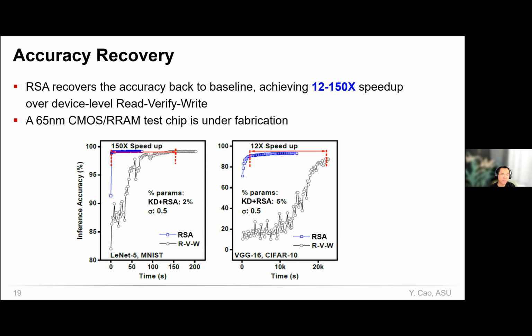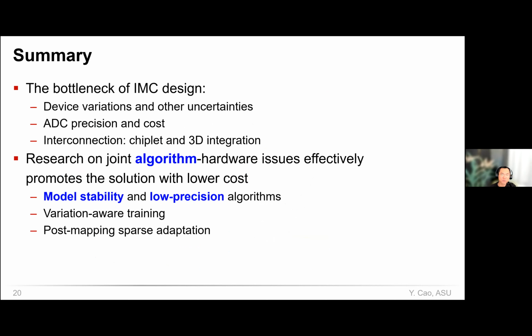Currently we have taped out a 65 nanometer test chip with CMOS and RRAM at different precisions on the same chip to demonstrate this idea, and we hope by the middle of the summer we can report some new results. In summary, I hope I delivered the message that in-memory computing is a promising area for future larger-scale AI computing, but meanwhile we have to solve some critical questions, like device variations and their impact on accuracy loss, before we can make it a mature platform for AI computing.